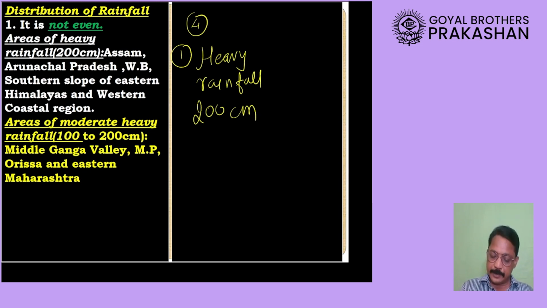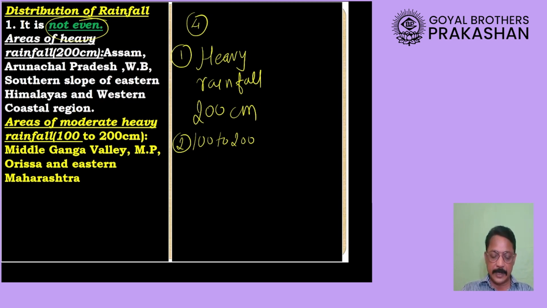Then the second region is the region which is receiving moderate rainfall. That means the area receiving 100 to 200 centimeter of rainfall. So when we look at this, we realize that the distribution of rainfall is not equal. That means it is uneven. Therefore, unevenness is one of the characteristics of the Indian monsoon. Okay, the third region is known as the area receiving low rainfall.